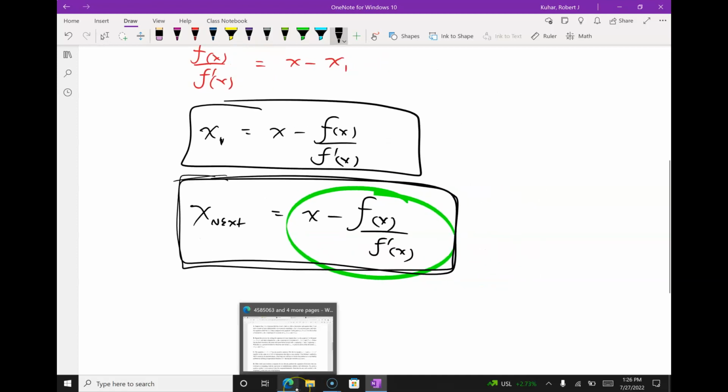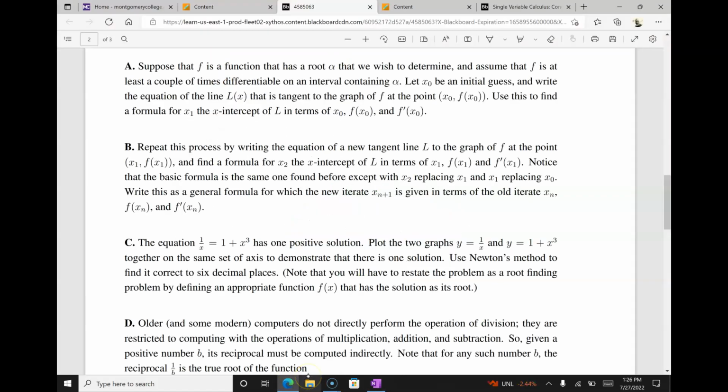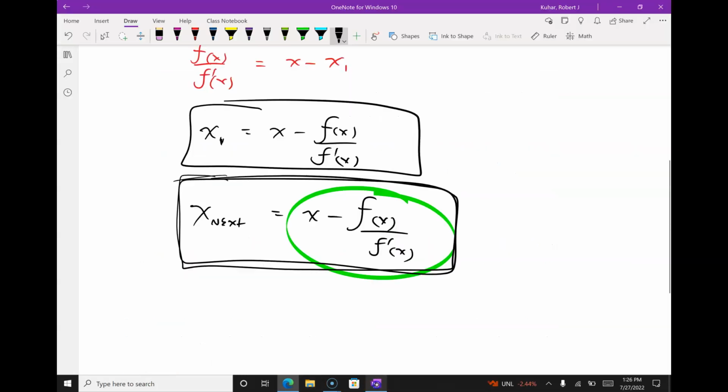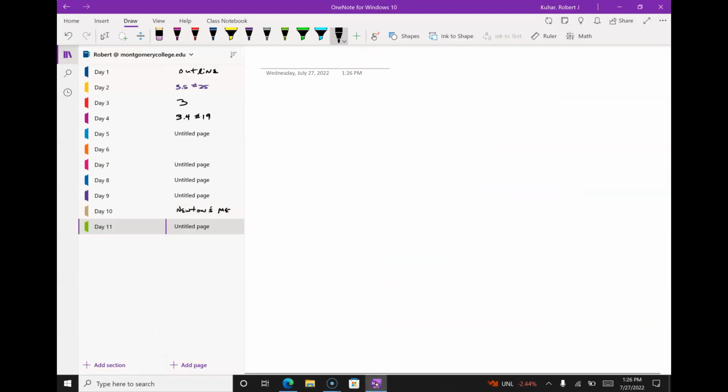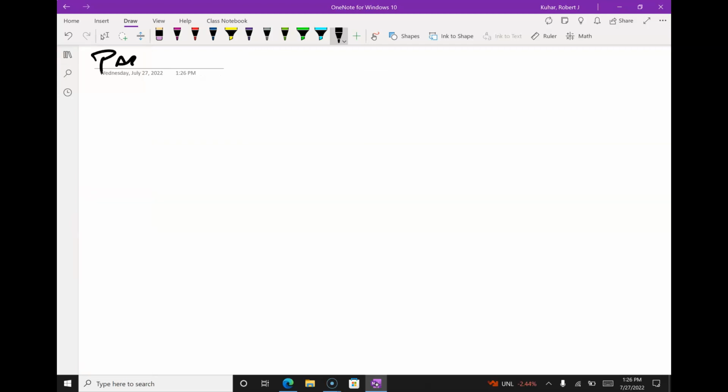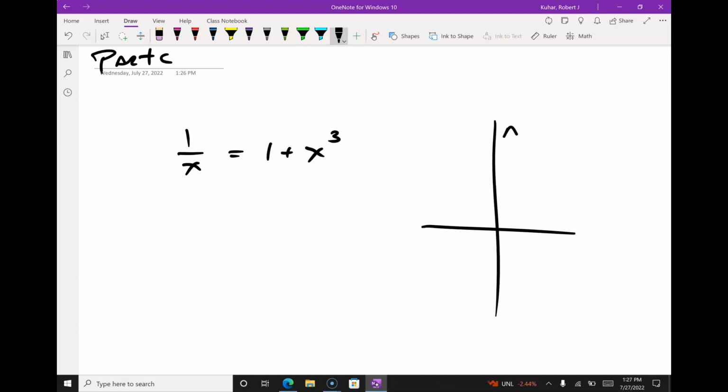So part C is us actually using it, right? So let's do that. So part C says I have 1 over x equals 1 plus x cubed. And they're asking us to find where these two curves cross. Of course, we could graph it, right? There's 1 over x. There's 1 plus x cubed. And they want us to find a positive root. Okay?